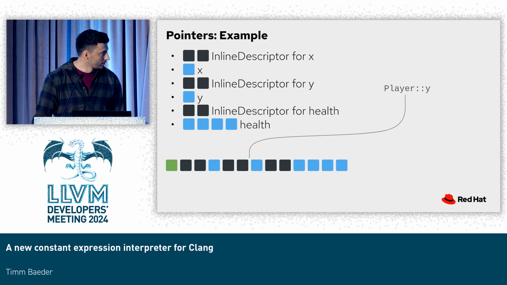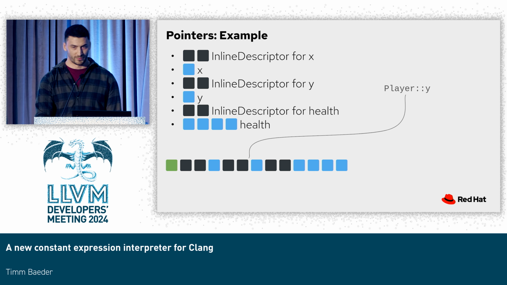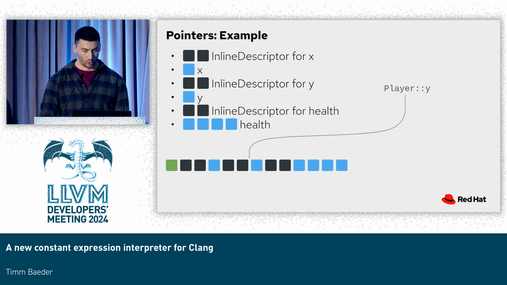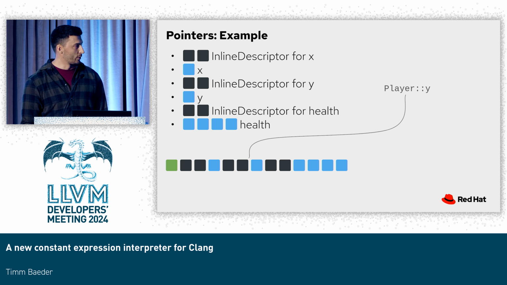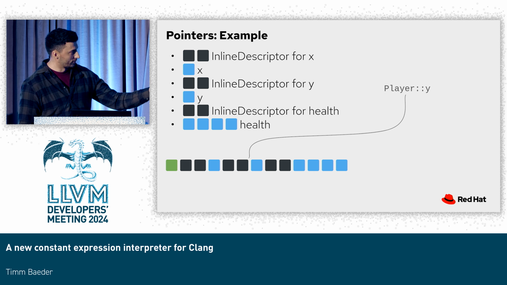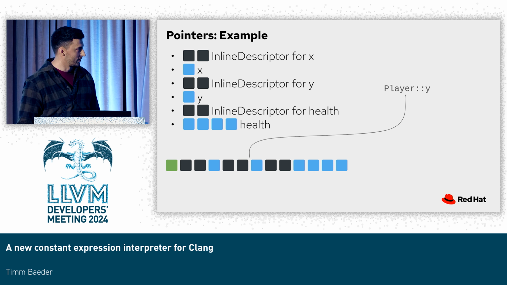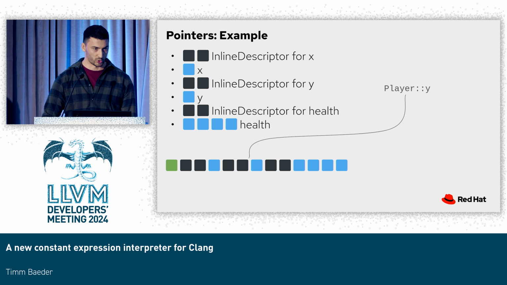And in green here, you see yet another bit of metadata we need for global variables. In this case, it's just the initialization state. Global variables have to be initialized if they are declared constexpr, but that may fail. And if it fails and we then later use the variable, we need to properly diagnose that, and this is what we use that for. And if you now refer to the y field of a player variable, you would point right after the second inline descriptor, which is right before the actual data of y.